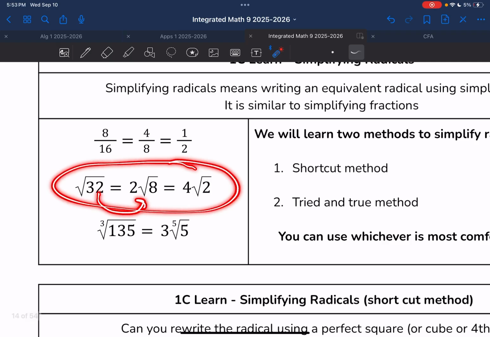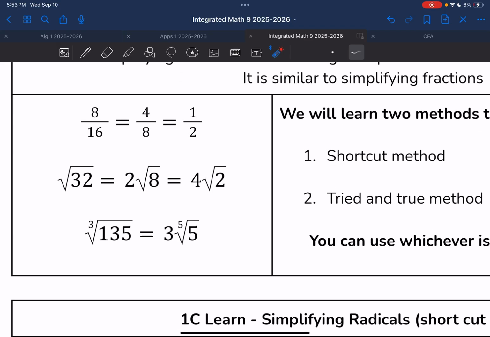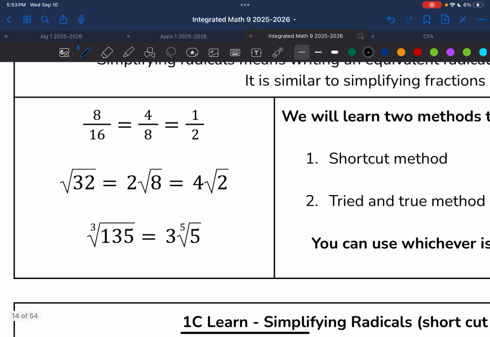Where you turn it from something with a bigger radicand into something with a smaller radicand, right? You want to simplify the radicand as much as possible, make the radicand as small as possible. So square root of 32 becomes 4 root 2. Cube root of 135 becomes 3 times the 5th root of 5. Sorry, that should be a cube root there. 3 times the cube root of 5.